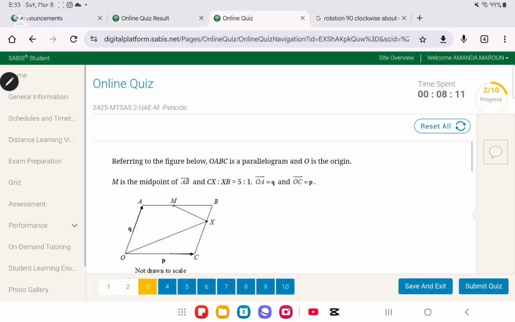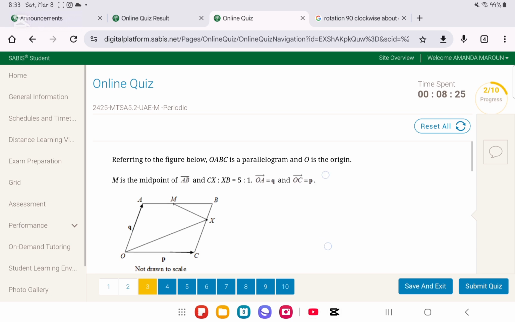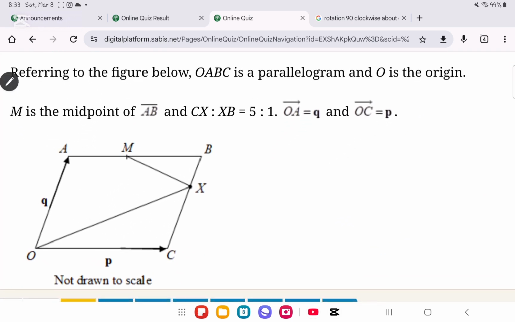We move on to question number 3. Referring to the figure below, ABC is a parallelogram and O is the origin. M is the midpoint of AB and CX to XB is 5 to 1. OA is Q and OC is P.